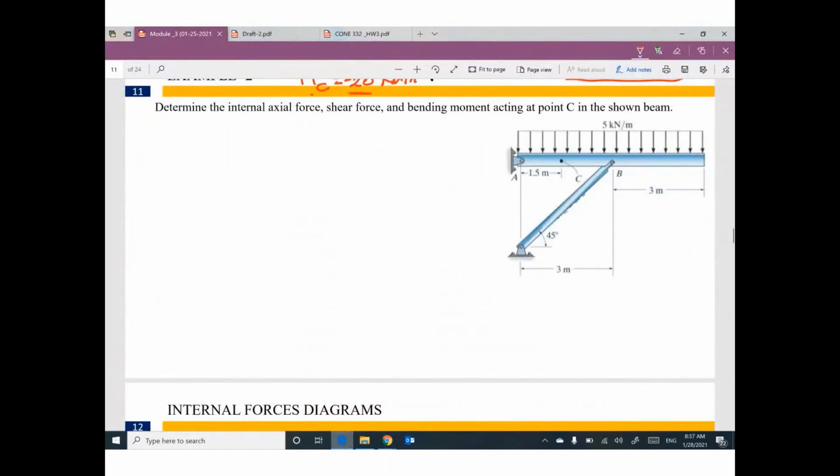We have a beam or frame or whatever the structure. We need to determine the internal axial force, shear force, and bending moment at point C in the shown beam. Do you remember what is the first step? To determine these internal forces at this specific point, first step, we need to calculate reactions.